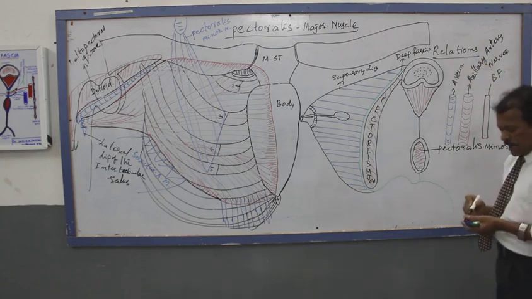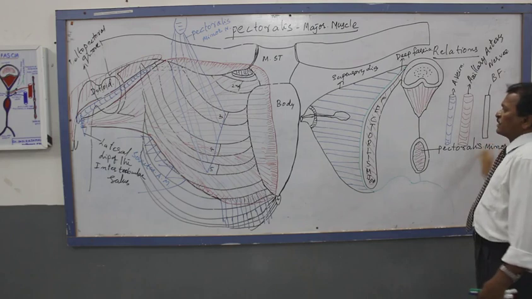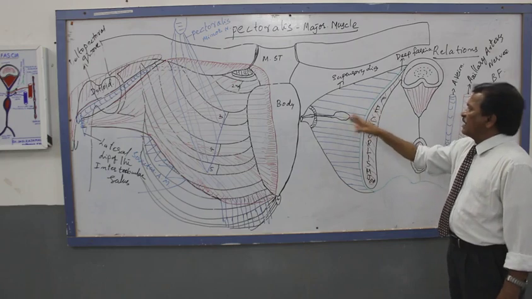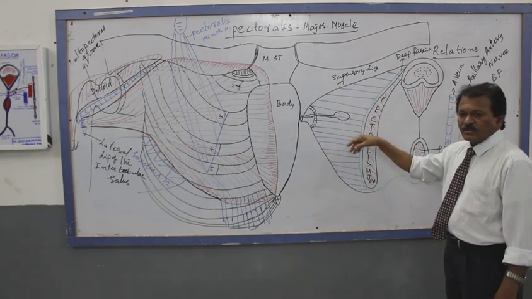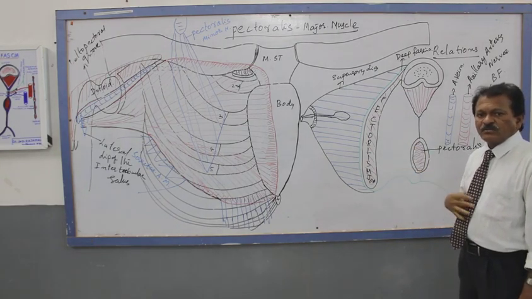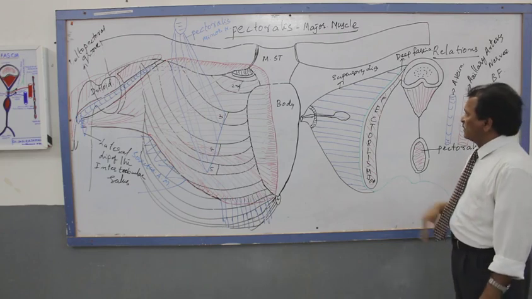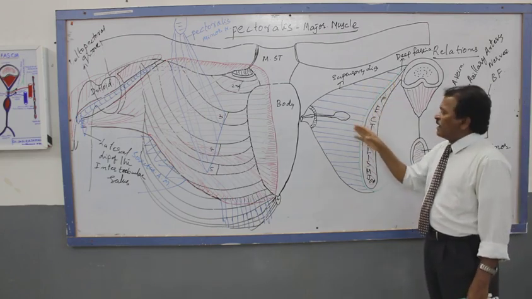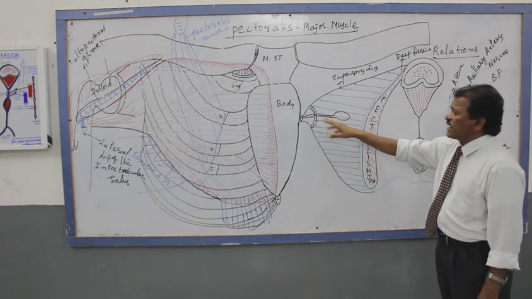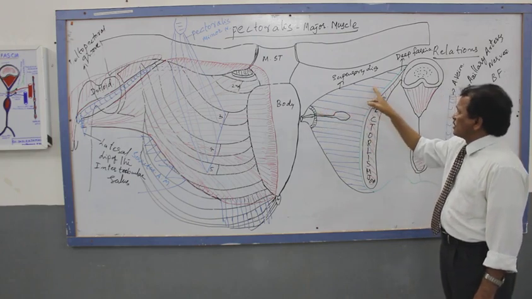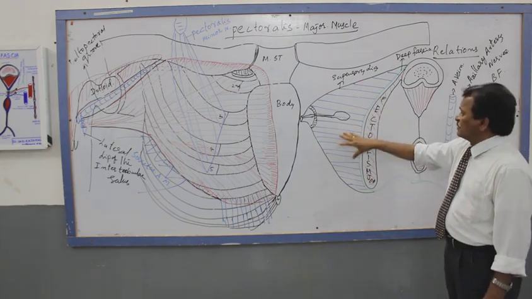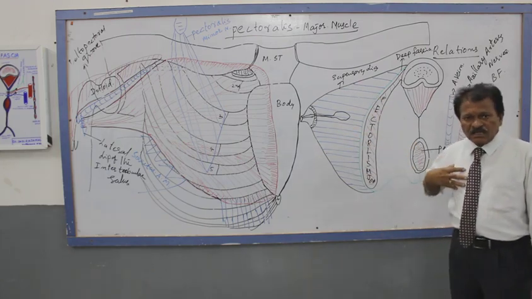If you are going from superficial to deep, here the skin is there, and deeper than the skin, in a female, there is the superficial fascia. In the male also there is superficial fascia, but the breast is in a rudimentary condition. In the female it is well developed, and here there is breast tissue. Breast tissue means there are lactiferous sinuses, lactiferous ducts, suspensory ligaments, and fat, and these are situated in the superficial fascia in the pectoral region.